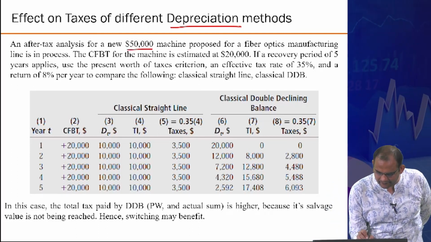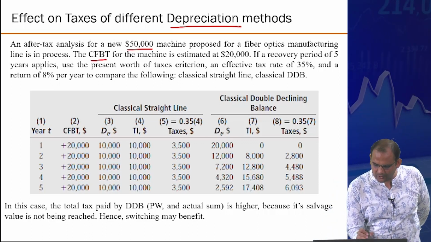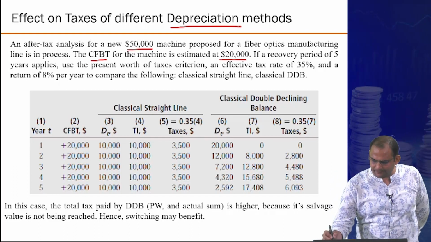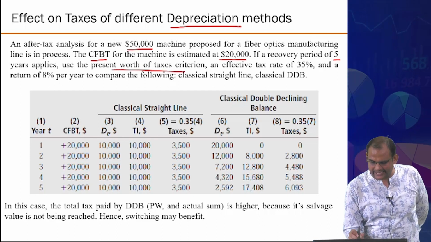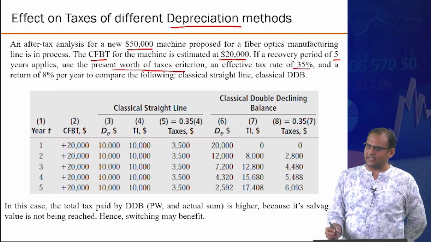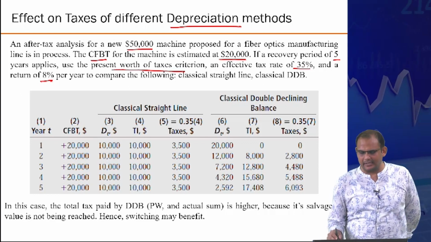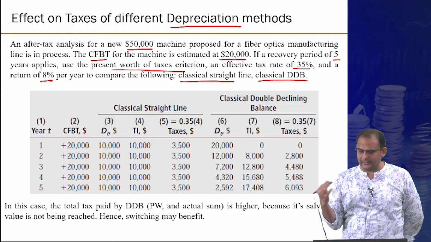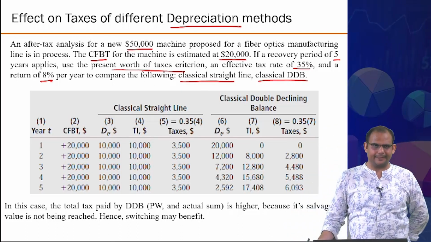Let's say a $50,000 machine is proposed. The cash flow before tax for the machine is assumed to be $20,000. A recovery period of 5 years is given. Use the present worth of taxes criteria, an effective tax rate of 35% and a yearly return of 8%. Compare the following. Which tax method is better? Classic straight line or classical double declining balance method.